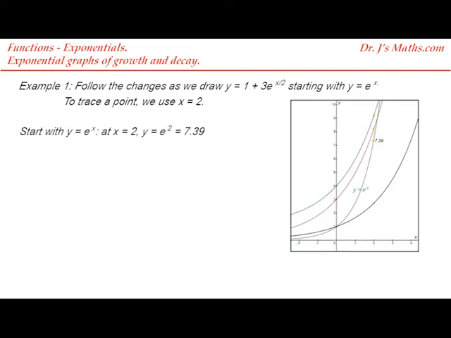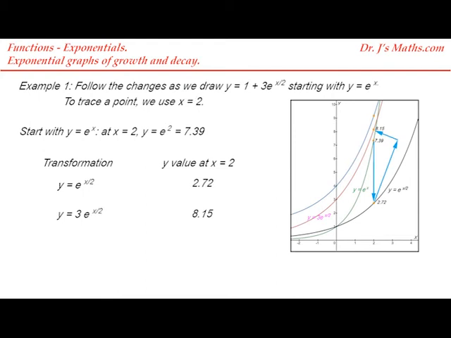To trace a point, we're going to use the points where x is equal to 2. So if we start with y equals e to the x, then at x equals 2, y equals e squared, which is 7.39. So I've marked 7.39 on the basic curve that you can see there. If we now do the transformation of y equals e to the x over 2, then the y value at x equals 2 is 2.72, which is simply the square root of 7.39. So that's easy. If we now multiply by the 3, then that multiplies 2.72 by 3, it goes to 8.15. So we've gone right up in terms of the graph.